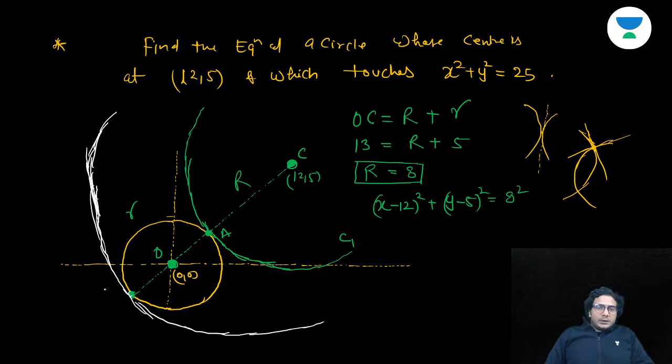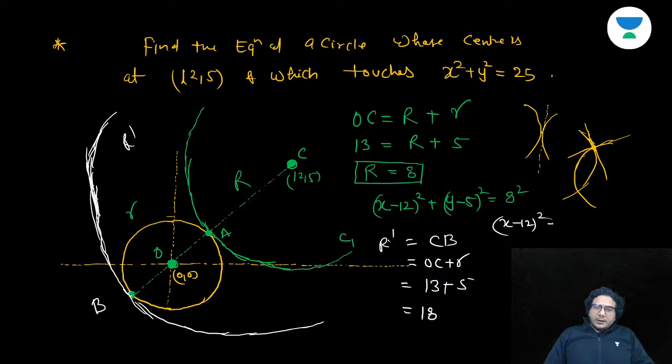So now say this point is B. We know that CB is the radius. So this capital R, now this is say R dash, the radius of this white circle. So R dash is equal to nothing but CB, and CB you can find clearly. CB is nothing but OC plus small r, because R1 minus R2 is the distance between centers now. So the distance between centers is 13 plus 5, so it is 18. So the equation of this circle will be (x minus 12) the whole square plus (y minus 5) the whole square is equal to 18 square. All right. Guys, got the calculation?